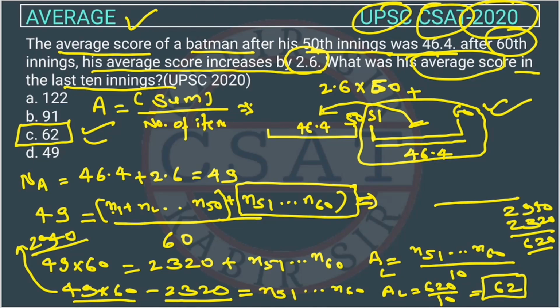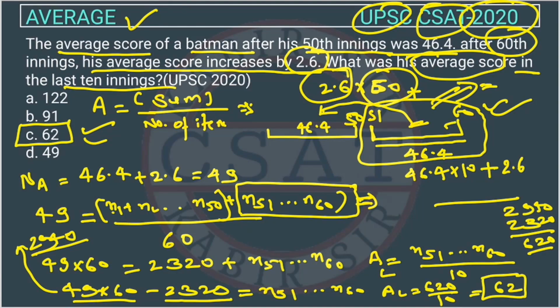This is another way to put it. We have to calculate the average score of these last items only. So how can we calculate the sum of these? The sum will be 46.4, the average score of these 10 items, plus the extra which is increased by these items. The average is increased by 2.6 for all 60 items, not just these, right? So it will be 2.6 into 60.